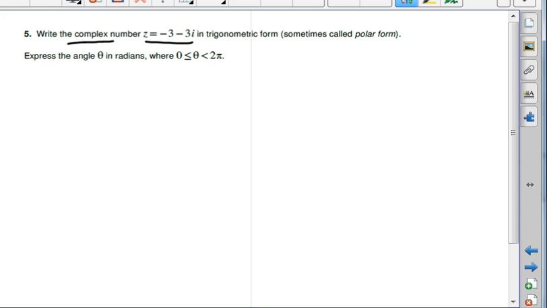Okay, let's go the other way. We have a complex number. This is in rectangular form, where we have an a plus bi, and we want to write that in trig form. So we want to have that z cosine plus i sine stuff. And according to these instructions, they want this angle to be in radians and between 0 and 2 pi, and that's indicating that they want an exact answer there.